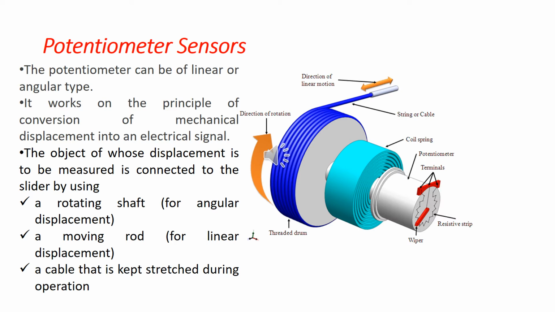The object whose displacement is to be measured is connected to the slider by using a rotary shaft, a moving rod and a cable that is kept stretched during operation. The resistive element is a wire wound track or conductive plastic. The track comprises a large number of closely packed turns of a resistive wire. Conductive plastic is made up of plastic resin embedded with carbon powder.